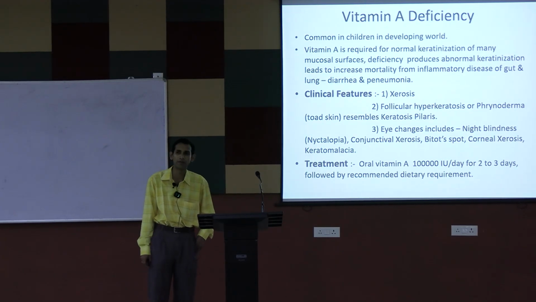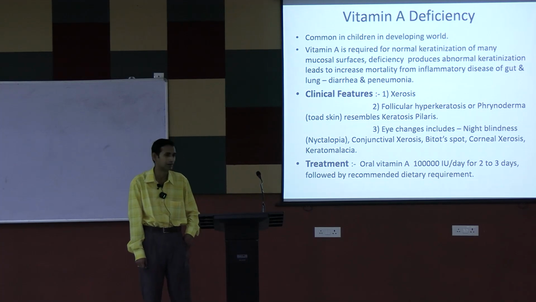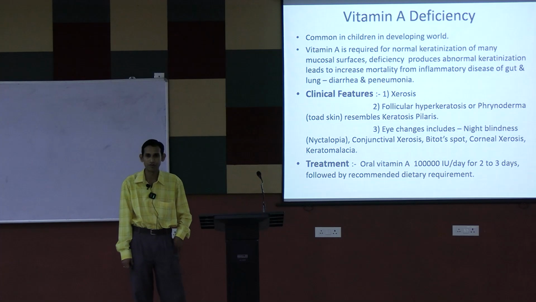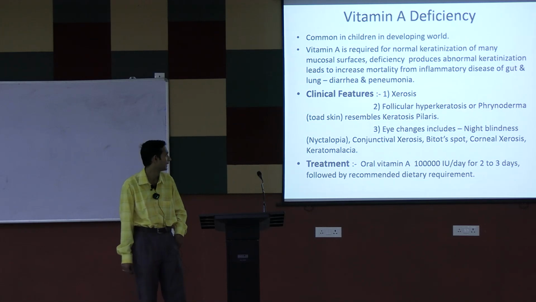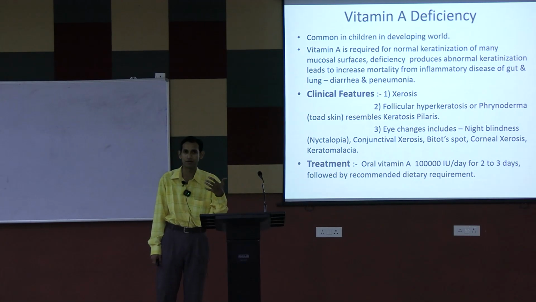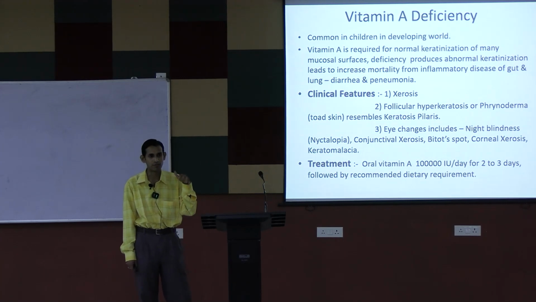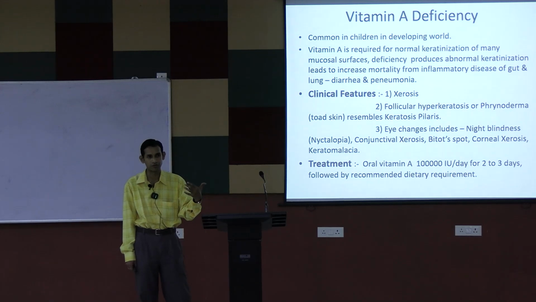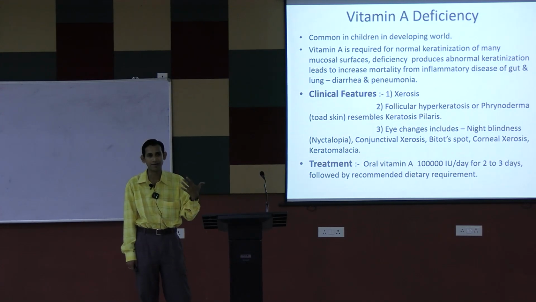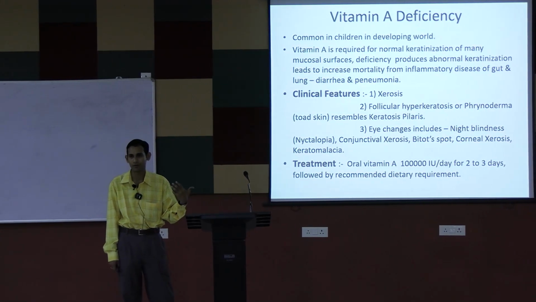Now coming to vitamin A deficiency. Vitamin A deficiency is particularly common in the developing world, and children are particularly affected. Vitamin A is required for the normal keratinization of the mucous membrane. Deficiency of vitamin A leads to abnormal keratinization, leading to inflammation of the mucosal surface of the gastrointestinal tract and also the respiratory tract, leading to diarrhea or pneumonia. So vitamin A deficiency can produce diarrhea or pneumonia.